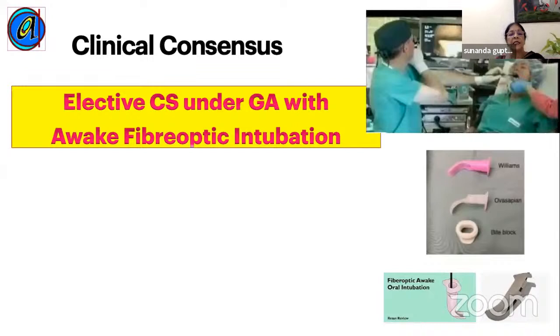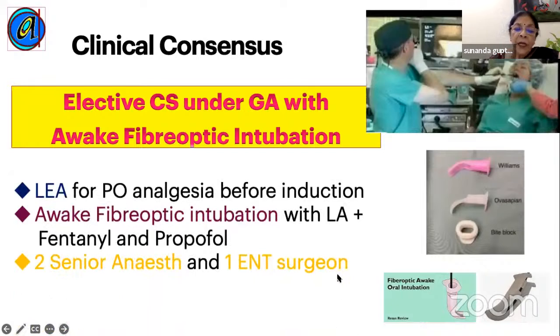So the clinical consensus here was an elective cesarean section under general anesthesia with awake fiberoptic intubation, using Williams or Ovassapian airway or a block, which you have to use. And lumbar epidural analgesia was given early on for postoperative analgesia before induction. An awake fiberoptic intubation was done with local anesthetic, fentanyl and propofol. Two senior anesthetists and one ENT surgeon were present, and they managed to optimize the situation, and maternal and neonatal outcomes were good.